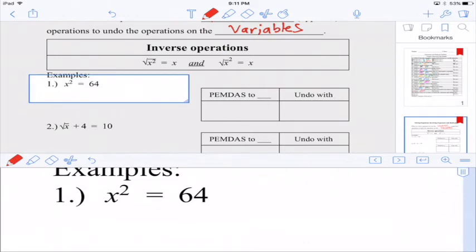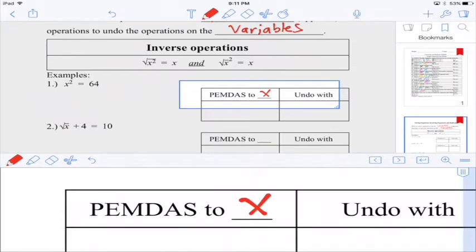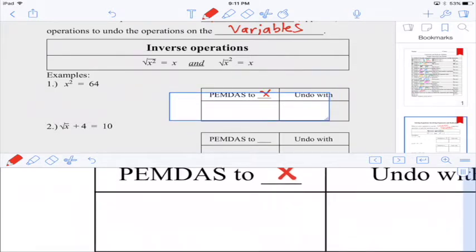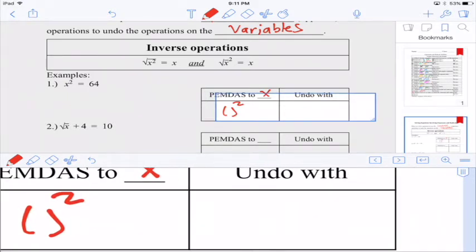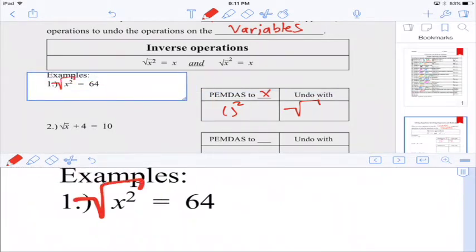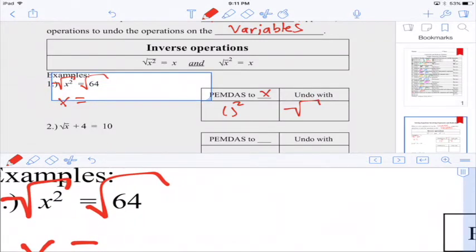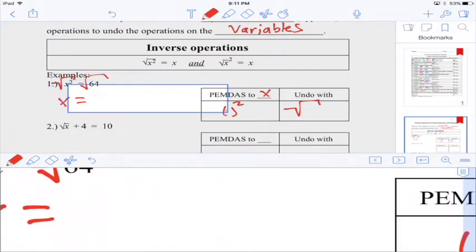So what we're going to do in this is we have x squared. So we have PEMDAS applied to the variable x, and we are raising x to the second power. So we undo that square with a square root. Okay, so what we're going to do is we're going to square root both sides. Well, square rooting the x squared is just x. The square root of 64, we know that one. If we don't know it, we have to simplify, is 8.